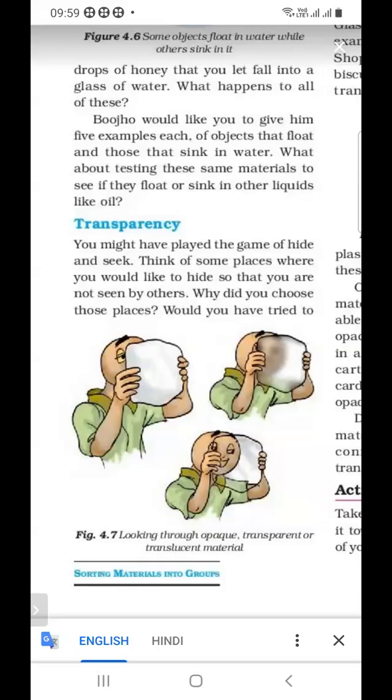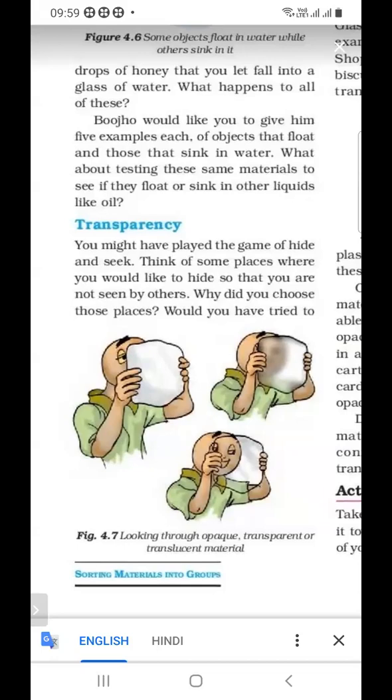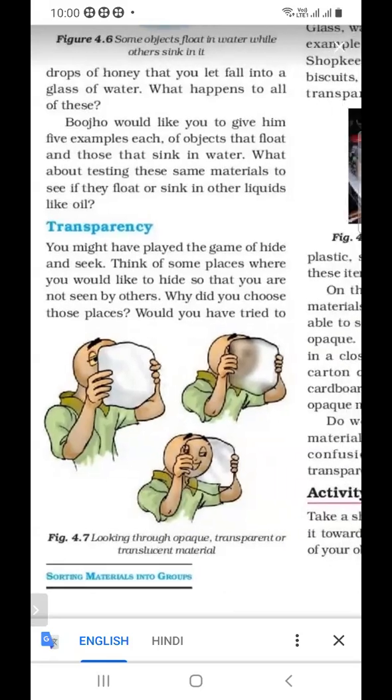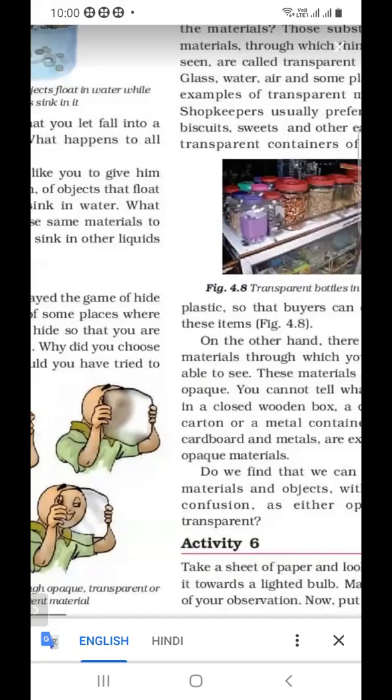And what are examples of transparent objects? Suppose glass, through which we can see easily. This is a transparent object. And what is an example of a translucent object? Butter paper. If we use butter paper, then we can see partially. So this is a translucent object. And opaque materials are those in which we cannot see anything. So this is a property of the materials.